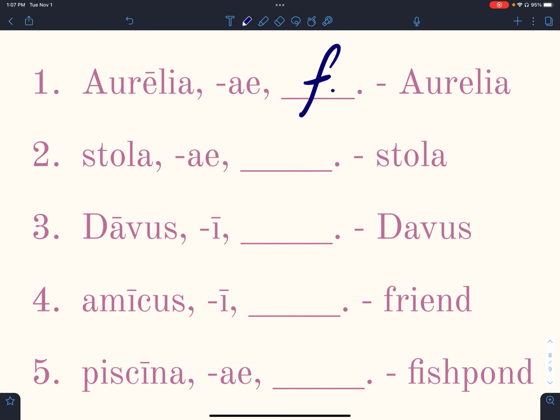Okay, number 2. Stola, stolae. If we had to guess, stola is a type of garment that women would wear in public, right? Do we remember that from Roman clothing when we talked about that? Kind of, sort of. So there's a stola. What's the other piece that goes with that? Stola and a, starts with a P. Right. Stola and a pa.